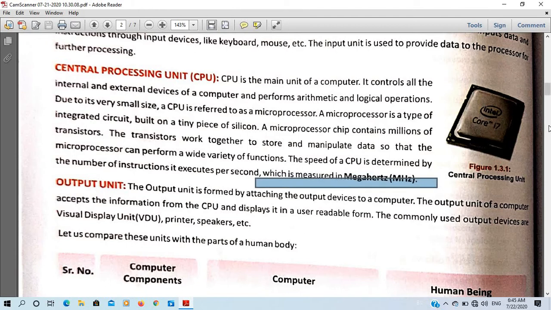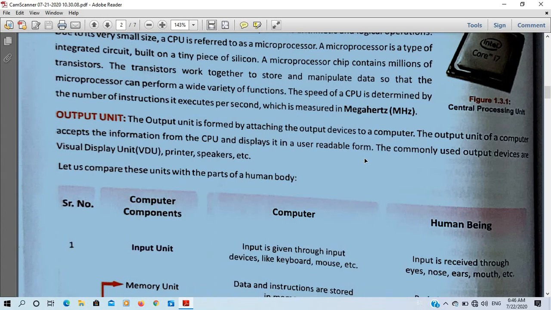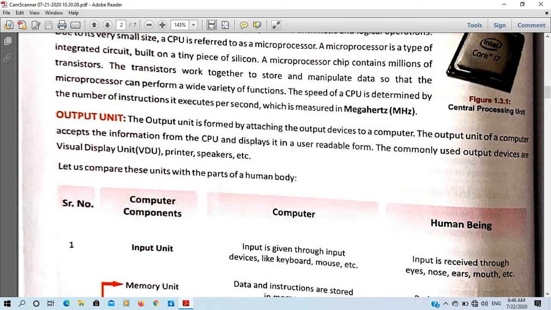This is important. Now the output device is very easy, you know very well, I explained it. So I'm not going to explain it once again.